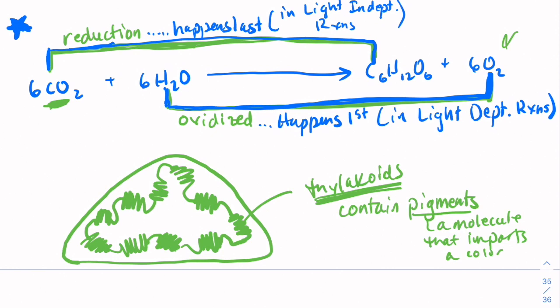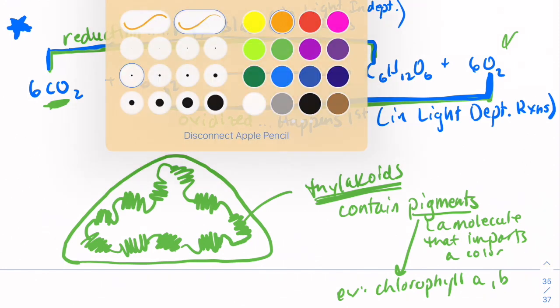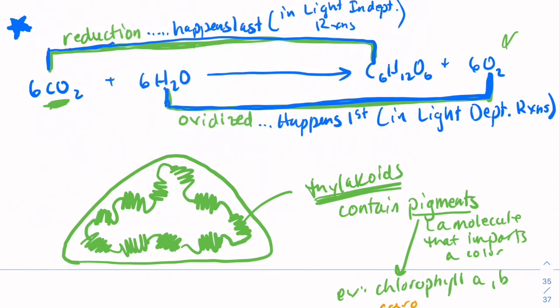And plants have these pigments. An example of a pigment would be chlorophyll. And there are several chlorophylls. There are chlorophyll A's and B's, etc. And there are also these things called, and I'm going to change my color to orange for this, carotenoids. Three guesses what plant is high in carotenoid pigments. If you guessed carrots, you got it right. Carrots have a lot of carotenoids. And they're just molecules that impart a color.